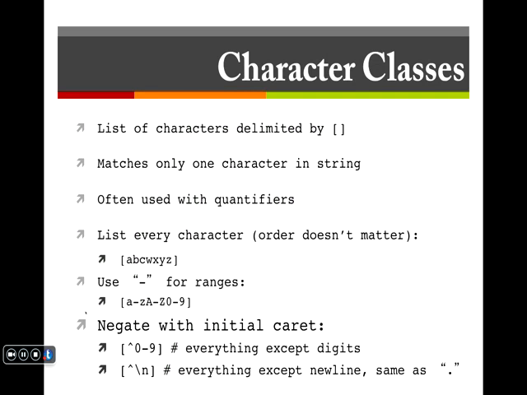Now I can negate the character classes by using the caret. So if I say caret 0 to 9, that means anything except digits. If I negate the newline, as I mentioned before, I'm going to use this one. So everything except the newline, and this is exactly equivalent to the dot that we talked about.